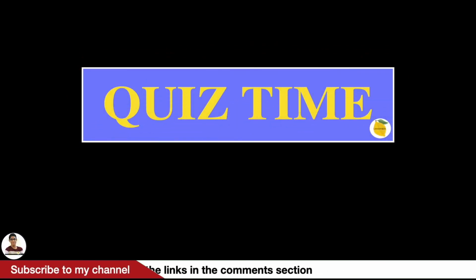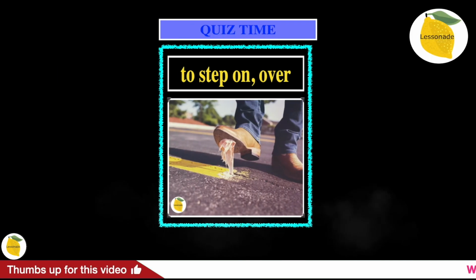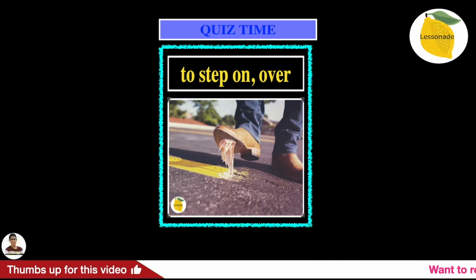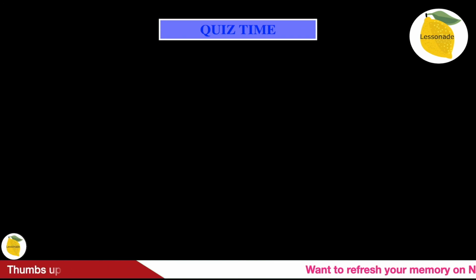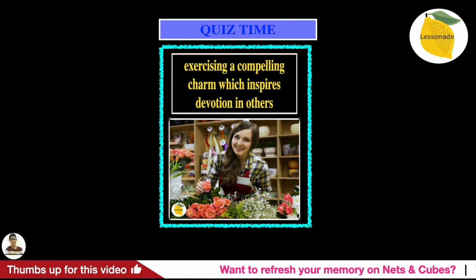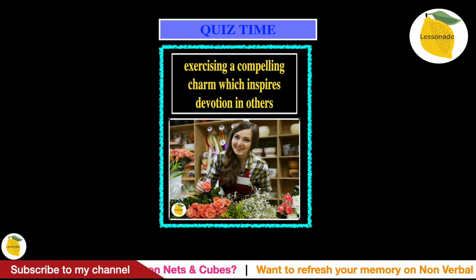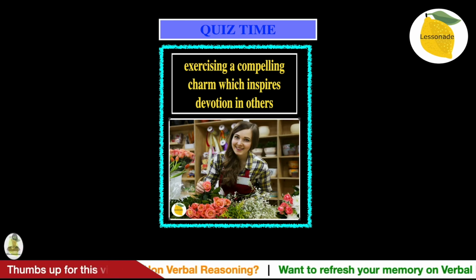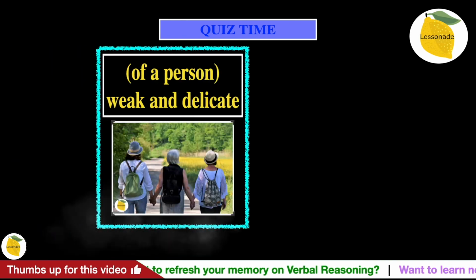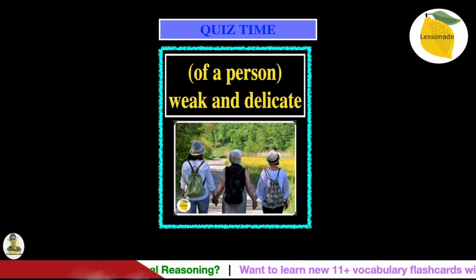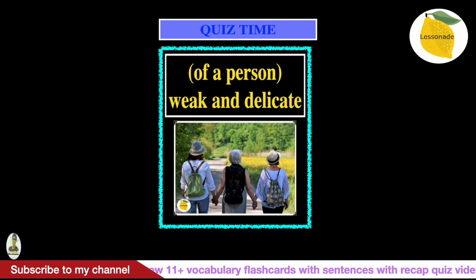Now we're at quiz time, and let's see how much we have remembered by attending the quiz. So question number 1 is to step on or over. In this picture, we can see someone who has stepped on bubblegum. Question number 2 is exercising a compelling charm which inspires devotion in others. In this picture, we can see someone who is exercising a compelling charm which inspires devotion in others. And question number 3 is of a person weak and delicate. In this picture, we can see someone is weak and delicate.